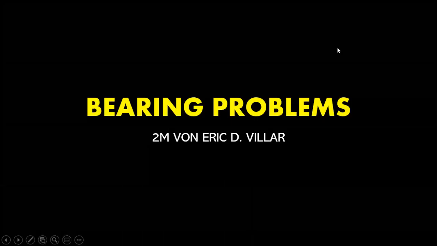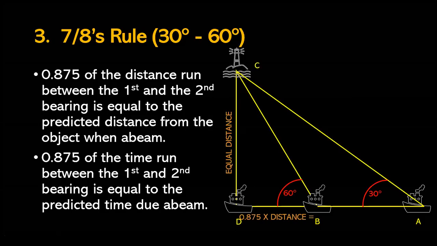Okay, class, let's move on to our third rule under double the angle. So this is the 7 over 8's rule that covers 30 degrees to 60 degrees in a compass, relative to your ship's heading. So ano ba yung sinasabi dito? So 0.875 of the distance run between the first and the second bearing is equal to the predicted distance from the object when abeam. So class, kapareho lang siya nung ating 7 over 10's rule.